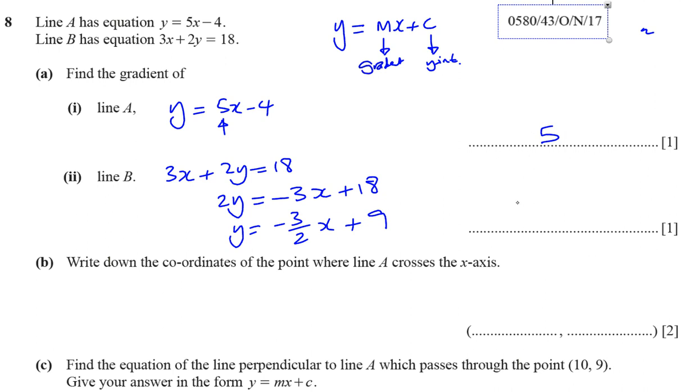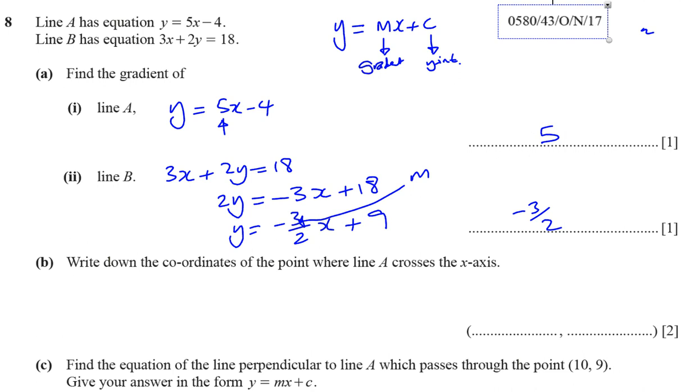Okay, so y equals minus 3 over 2 x plus 9. So here the gradient is minus 3 over 2. The gradient is the m part, the coefficient of x, which is negative 3 over 2. So there we have the gradient of line A and line B.